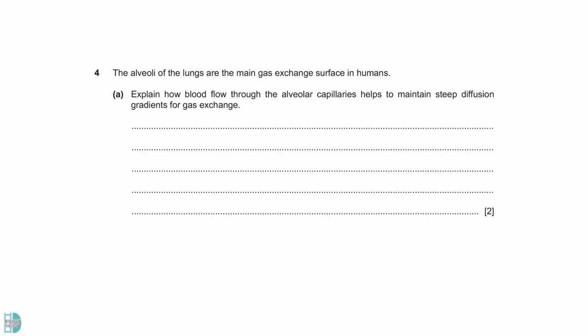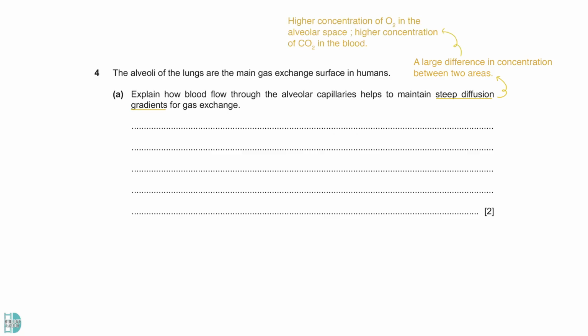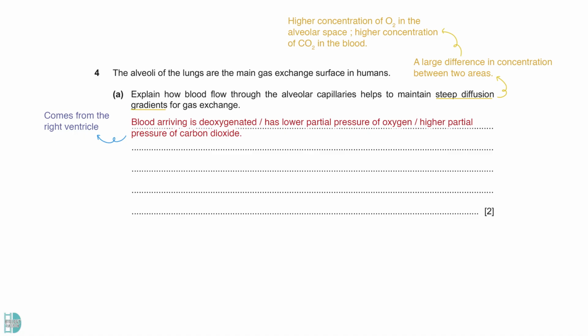4a. Explain how blood flow through the alveolar capillaries helps to maintain steep diffusion gradients for gas exchange. A steep diffusion gradient is a large difference in concentration between 2 areas. In this case, we want a constant higher oxygen concentration in the alveolar space and a higher concentration of carbon dioxide in the blood. The blood arriving at the alveolar capillaries is deoxygenated. It comes from the right ventricle, so it has a lower partial pressure of oxygen and a higher partial pressure of carbon dioxide. This allows oxygen to diffuse into the blood and carbon dioxide in the opposite direction.